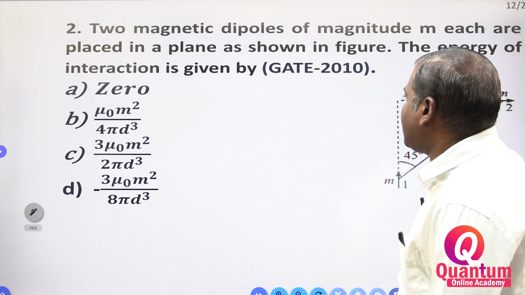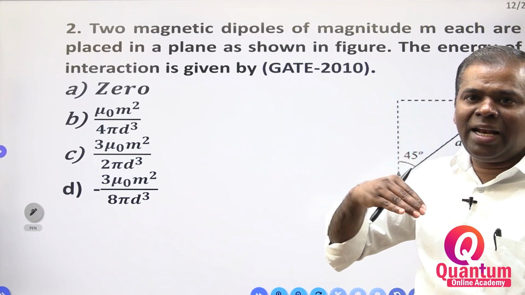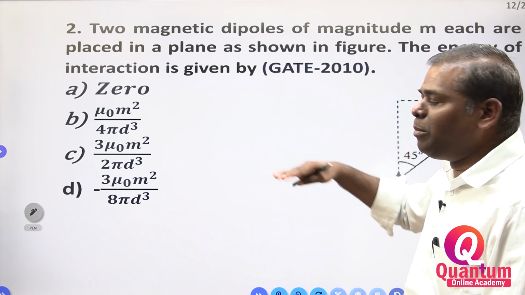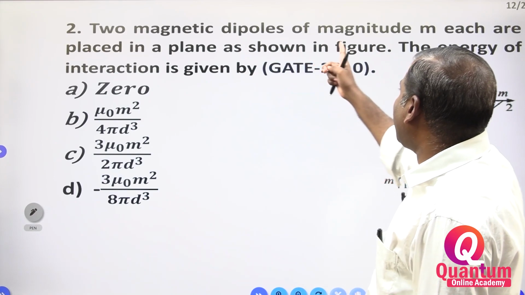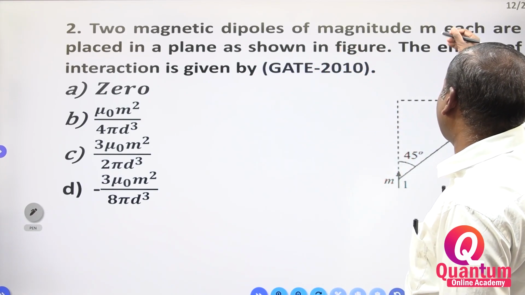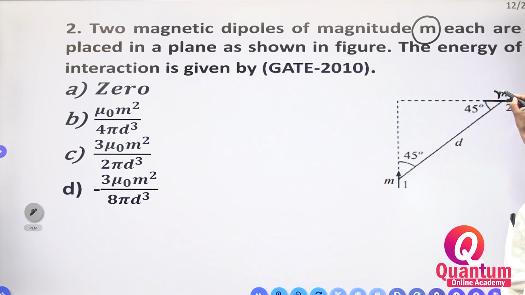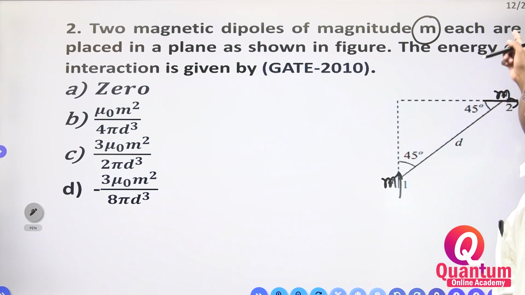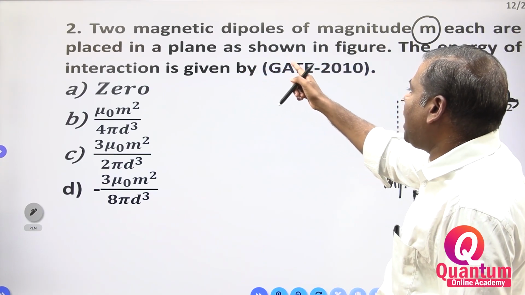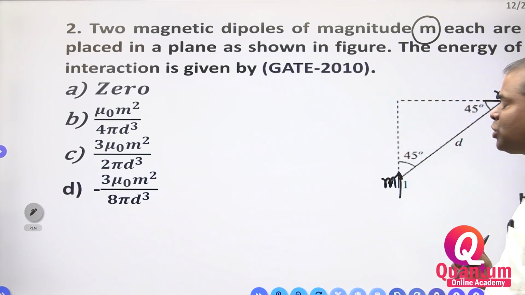What is the second one? This is a question I am taking from magnetostatics. Among the 10, I have to take one only, for demo purposes. Two magnetic dipoles of magnitude m. Suppose one magnetic dipole is there with magnitude m, and another magnetic dipole is there with magnitude m. Each is placed in a plane as shown in the figure.